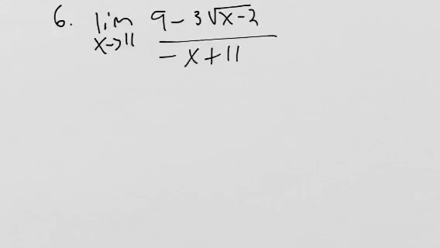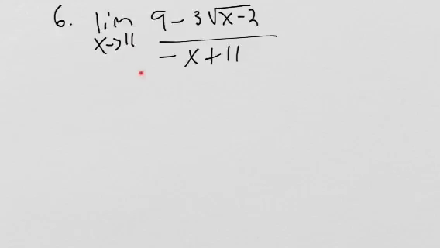Okay, so now for one that requires a different algebraic trick. Again, the whole point of these is that if you try to plug in 11, you get 9 minus 9, because 11 minus 2 is 9, the square root of 9 is 3, and 3 times 3 is 9. So you get 9 minus 9, which is 0.